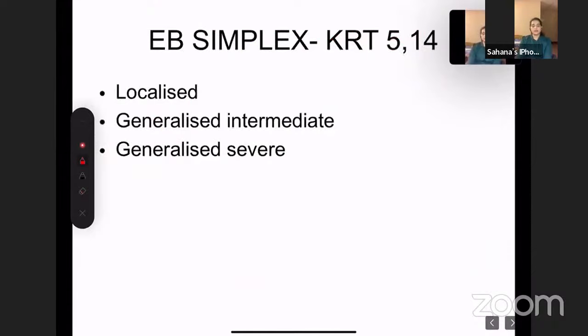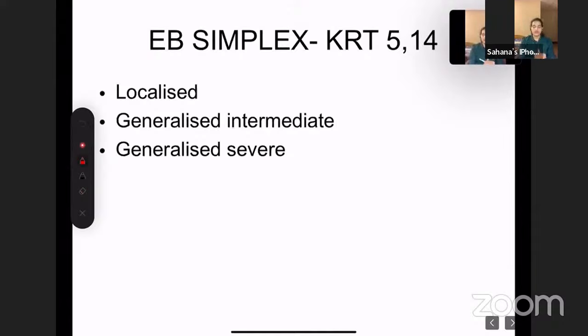Okay, so there are a lot of types. I told you about the three major classifications of EB: simplex, junctional EB, and dystrophic EB. Each one has at least 10 to 15 subtypes, which are not really essential to know. Just remember the clinical manifestations of each type and how you will differentiate each type clinically. It's not very easy to differentiate the different types of epidermolysis bullosa just on a clinical basis.